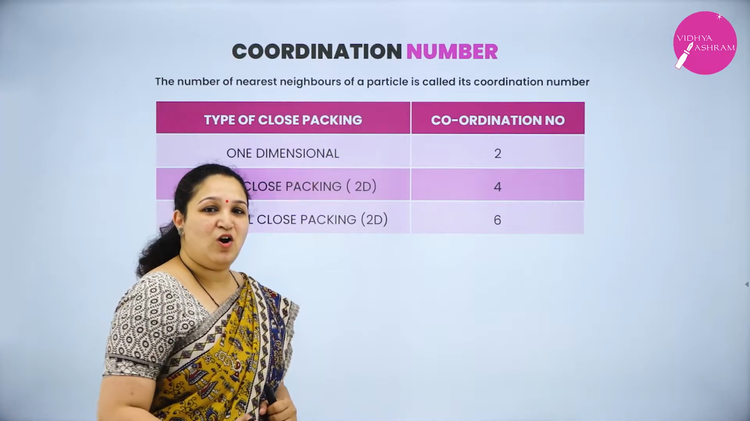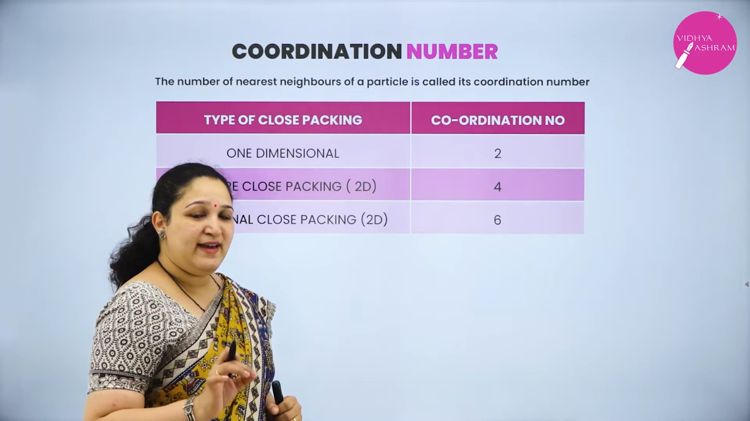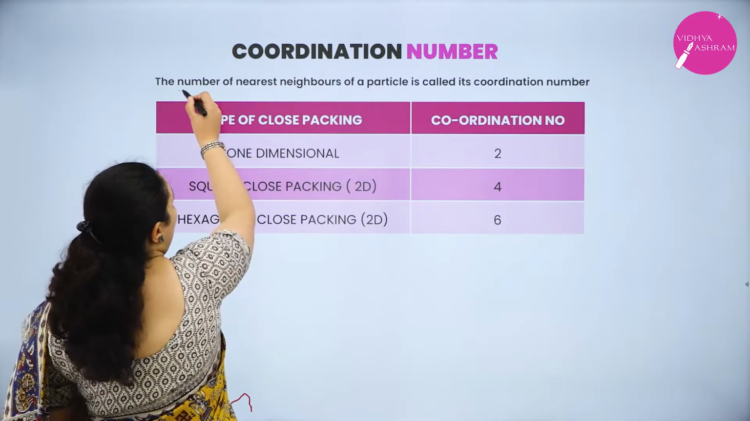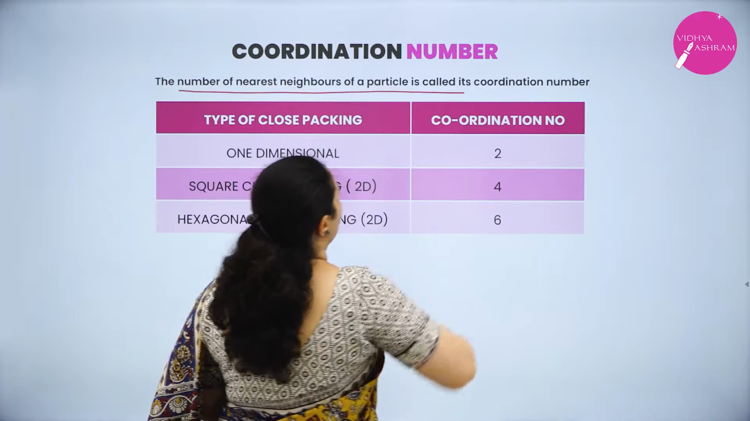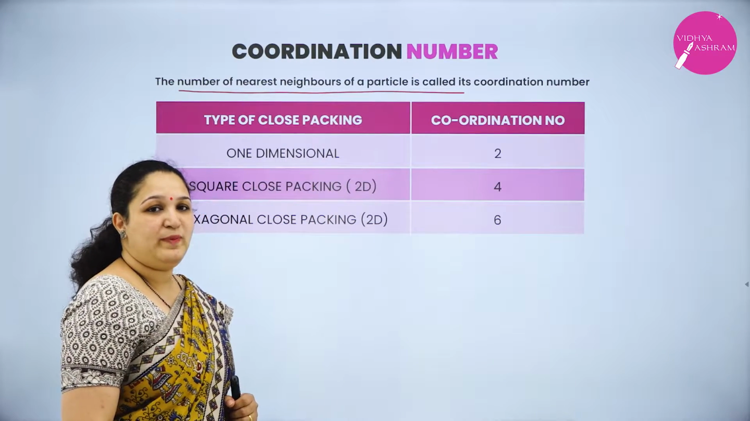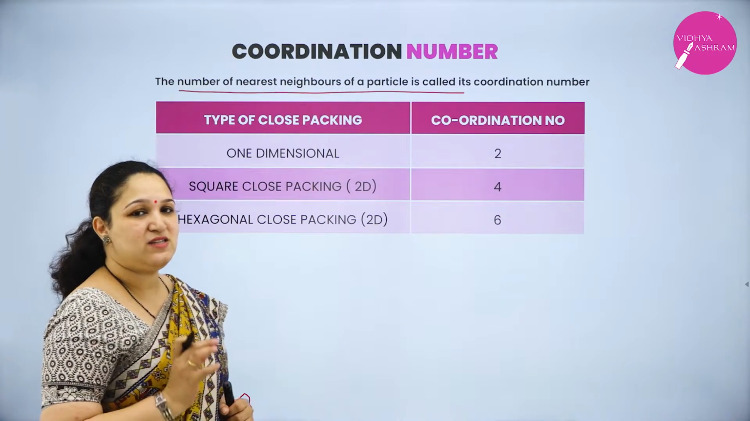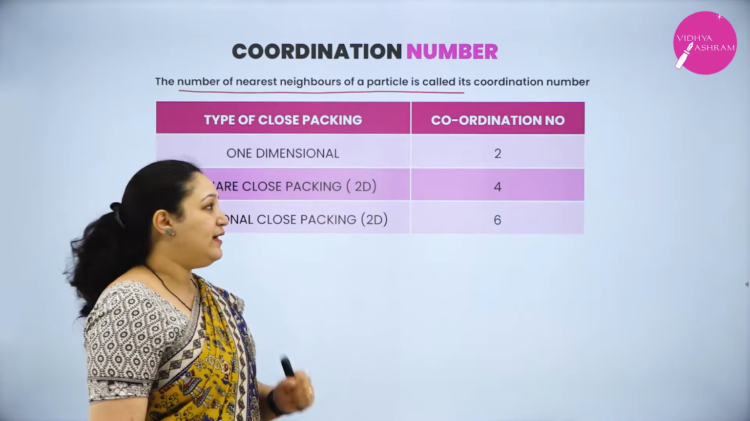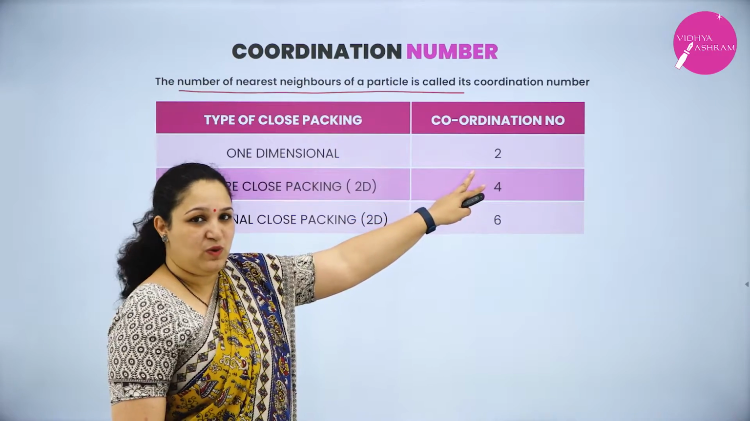Next we have coordination number. I already explained to you all what coordination number is. It is the number of nearest neighbors of a particle. How many neighbors a particle has got, that number is called the coordination number. In one dimension, the coordination number was 2.